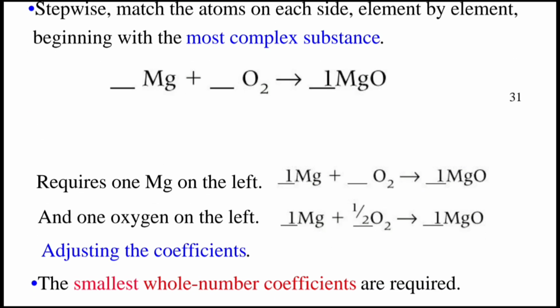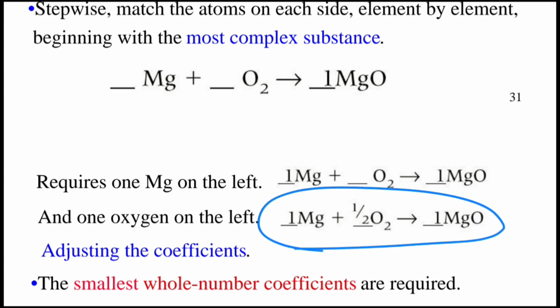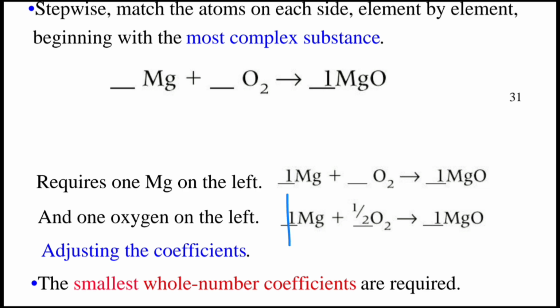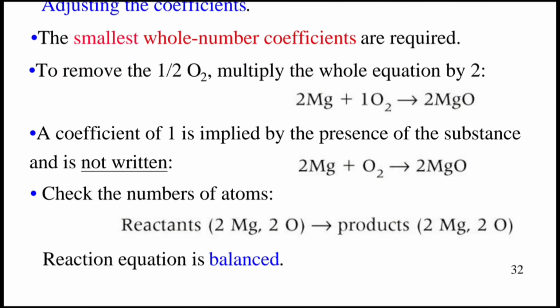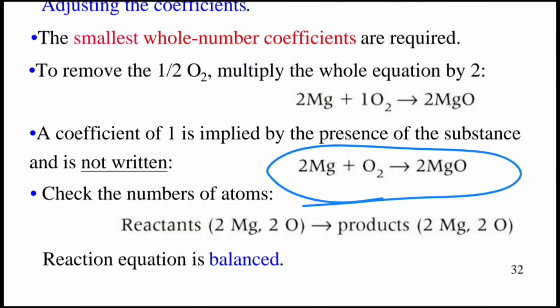Each side must stepwise match the atoms. It requires 2 Mg on the left. If we take 2 moles of magnesium and 1 mole of oxygen, we get 2 moles of magnesium oxide. We can also say that 1 mole of magnesium and half a mole of oxygen gas give 1 mole of magnesium oxide. Here we multiplied by 2 to get whole numbers. So this is the balanced chemical equation for magnesium oxide formation.